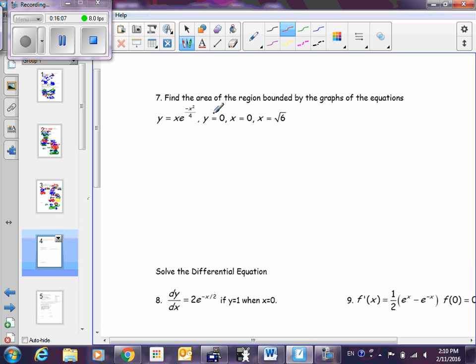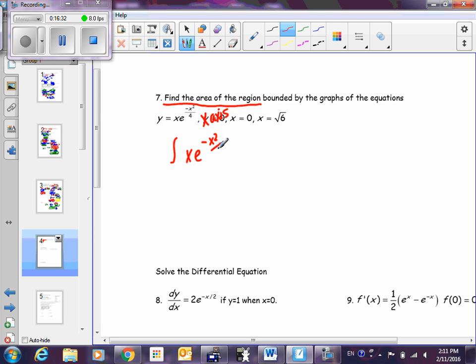Before we worry about how to solve number 7, I just want to talk about how do we set this up. What does that mean when it says find the area? Integrate. Area means integrate. This whole y equals 0, by the way, just means the x-axis, which is always what we're comparing the curve to. So we're not going to do much with that.